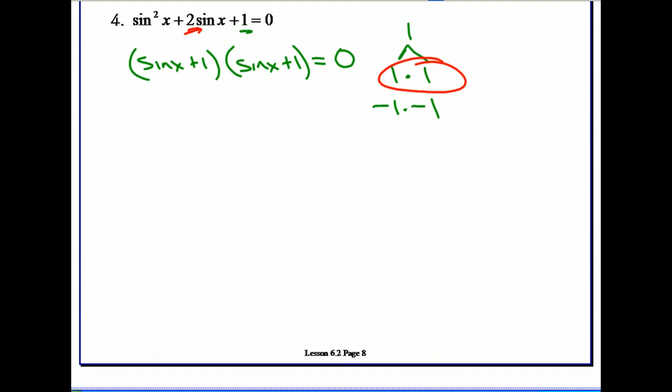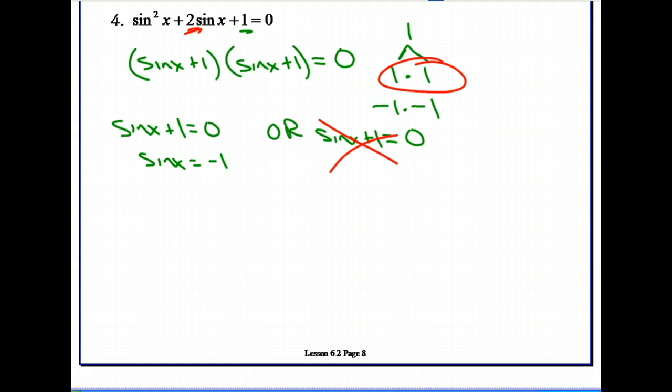Well, wait, how can this equal 0? Either the first term equals 0, or the second term, which happens to be identical, so I don't really need to do this twice, but I'll just write it, or the second term equals 0. Now look, these are linear. Get your sine by itself, take off the 1, so the sine of x equals negative 1, and again, I'm going to stop doing it on the right side because it's the same problem. No need to do it twice.